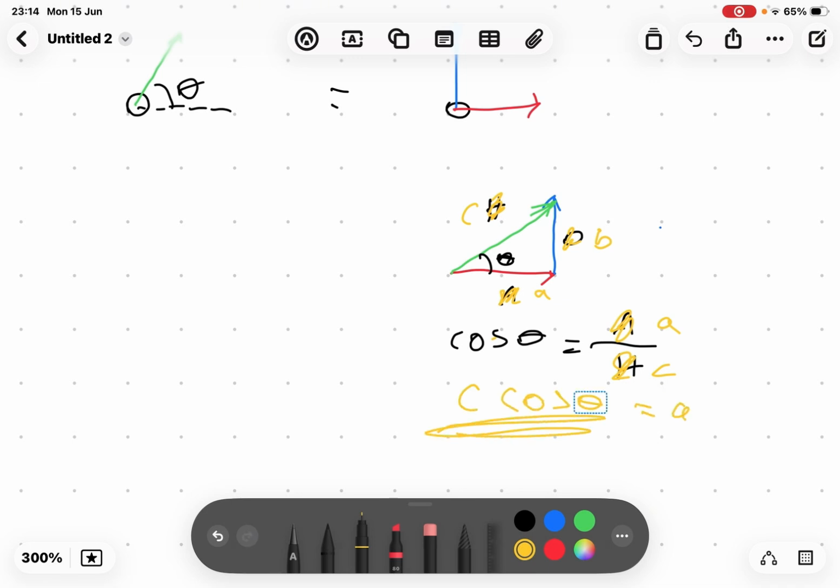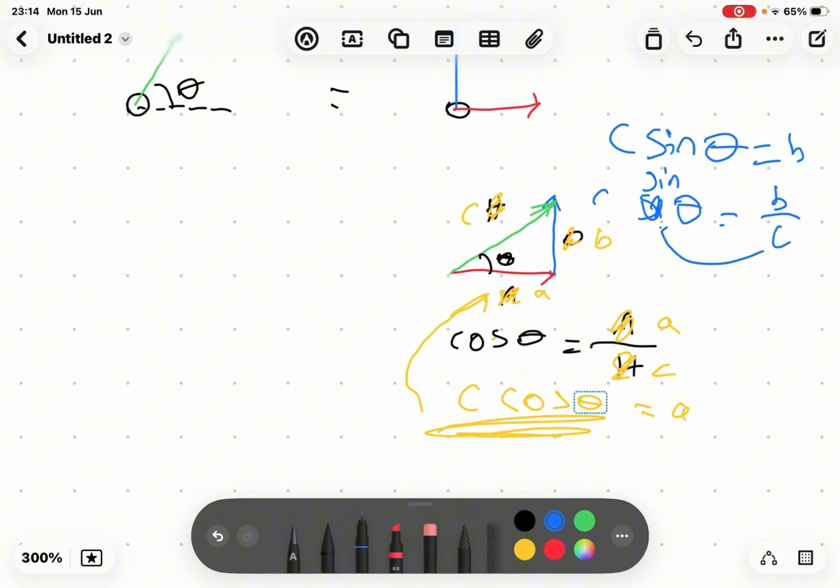So this is what's going to be used to find A, and for B it's basically the same thing. So C sine theta equals B, because sine theta equals B over C, so put C here. So that's how it works.